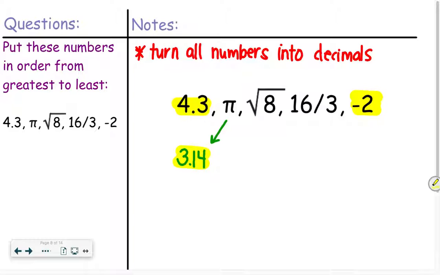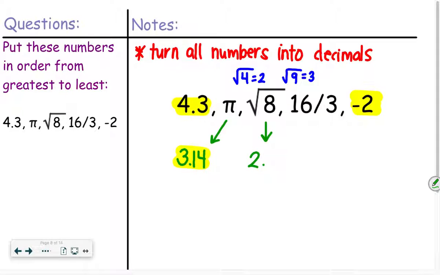The square root of 8. So we're going to figure out which two perfect squares fall on both sides of the square root of 8. Well, the square root of 4 is the one smaller than 8. The square root of 9 is the one bigger than 8. So the square root of 4 is 2. The square root of 9 is 3. So that means my decimal is going to be somewhere in between 2 and 3.